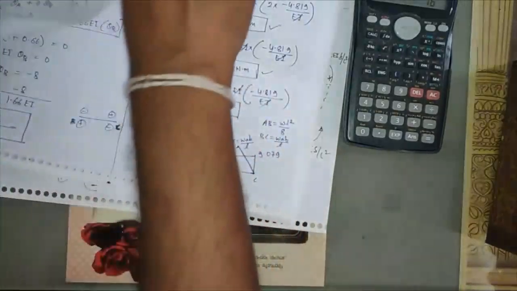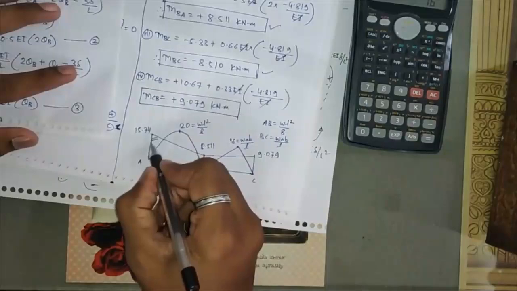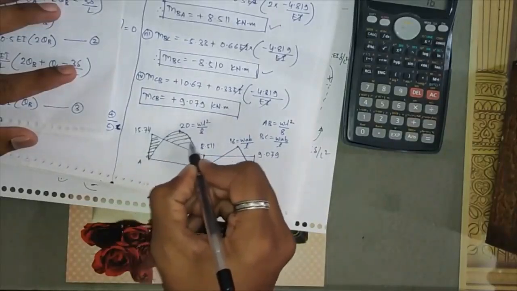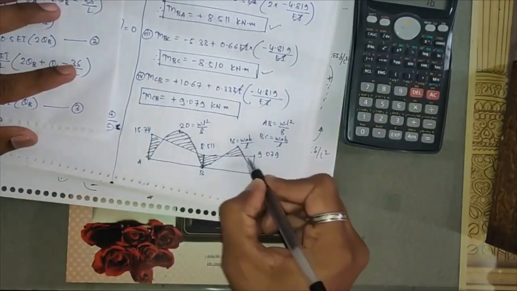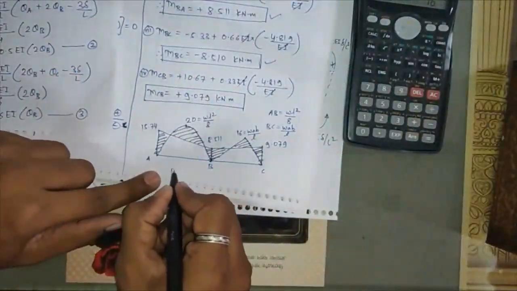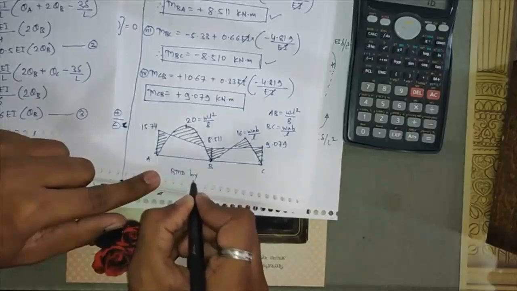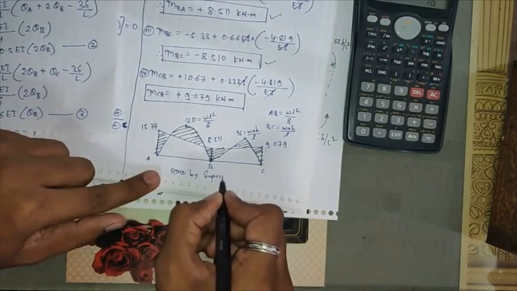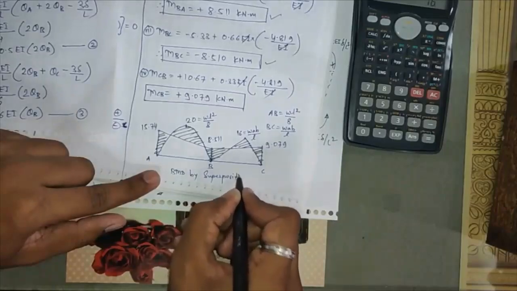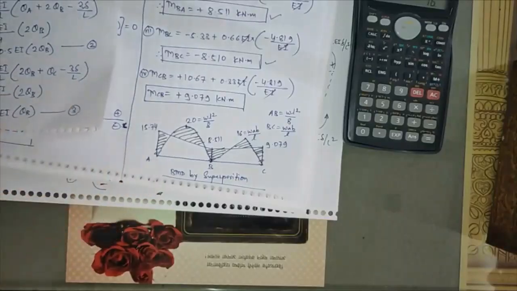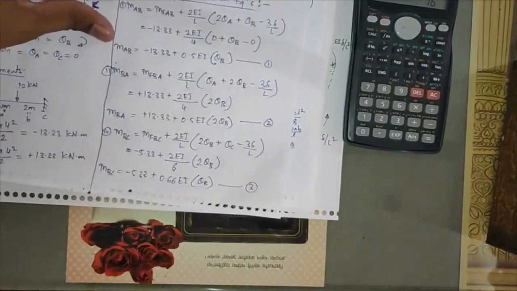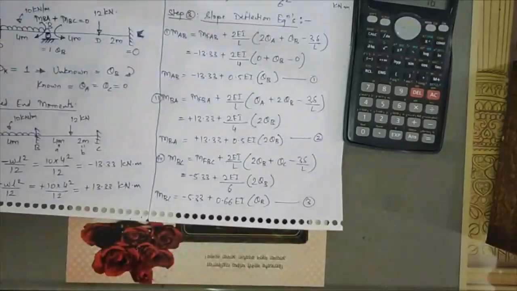And what you have to do is just superimpose this shaded part. This bending moment diagram will be called the BMD by superposition. So this will be your complete analysis of your given beam using the slope deflection method.